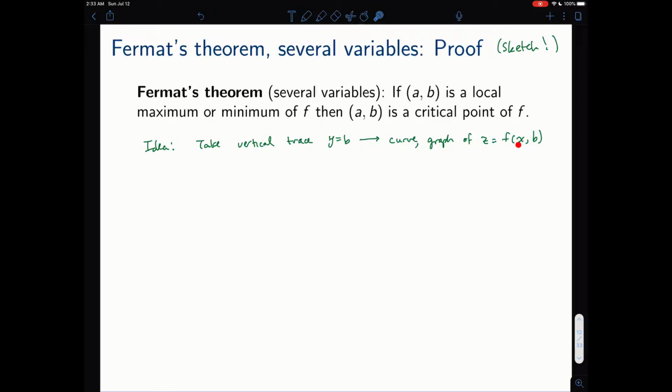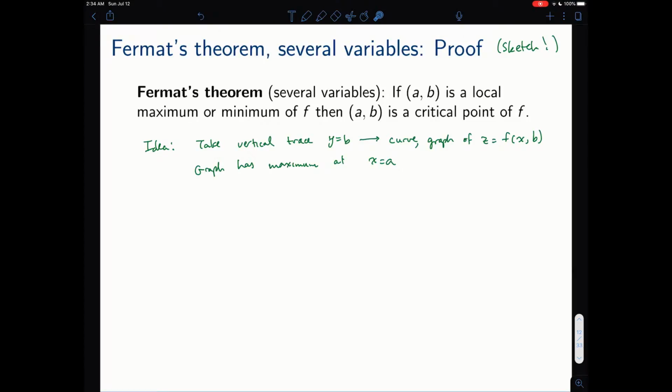So x is still a variable, but now we've set y equal to b, a constant, and that graph has a maximum when x equals a, because as the variable x goes through a, it goes up to the top of this hill. (a, b) is the top of a hill, right? And this is just one particular direction on the hill, but it still goes up to the top of the hill and then down the other side.